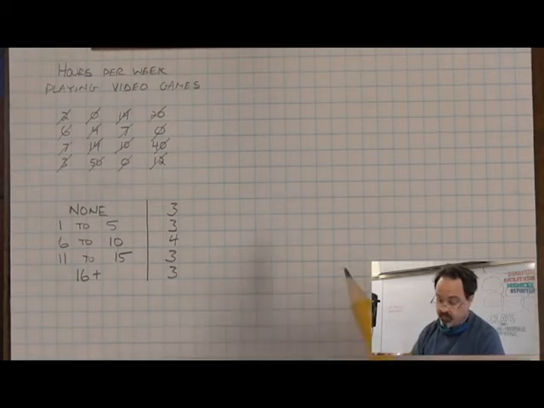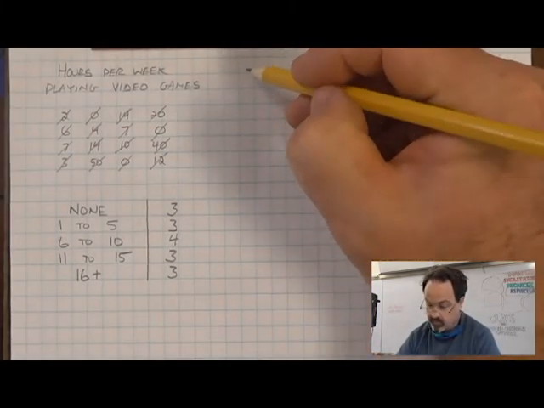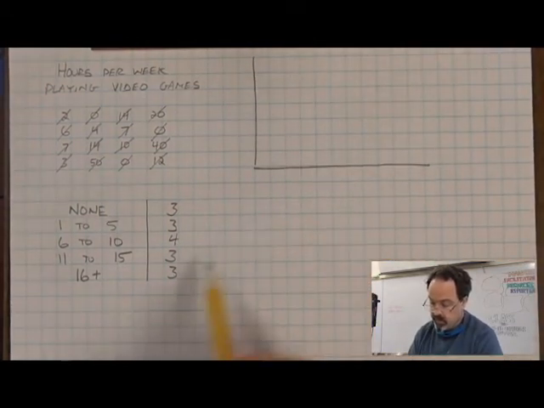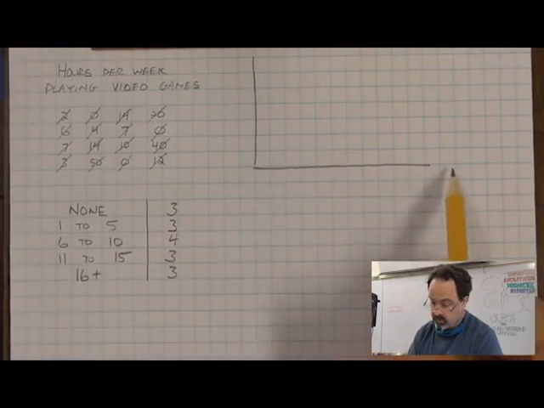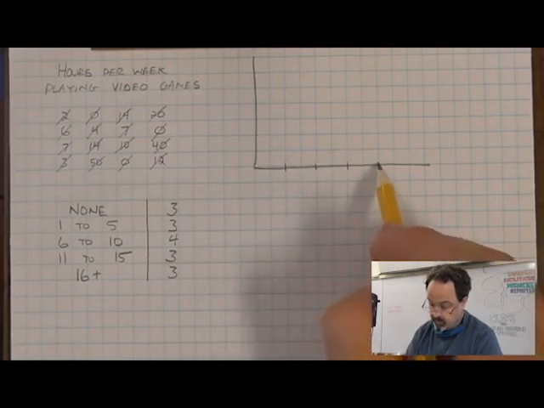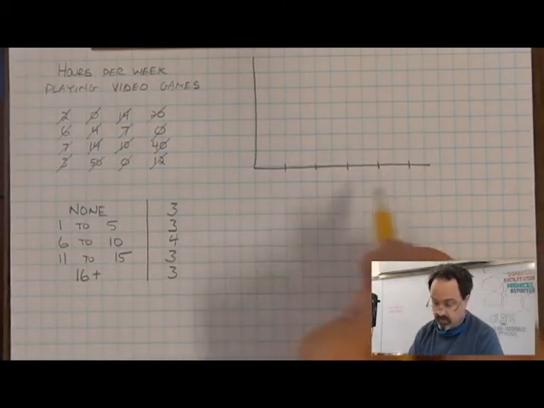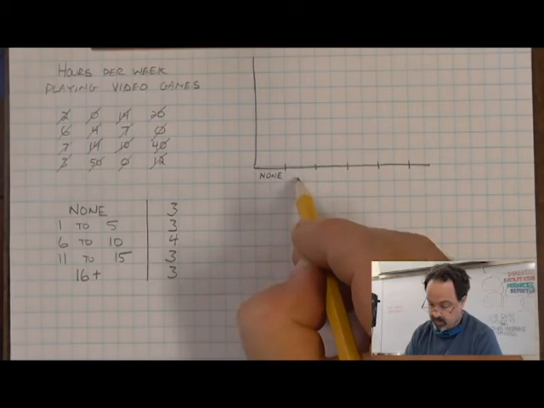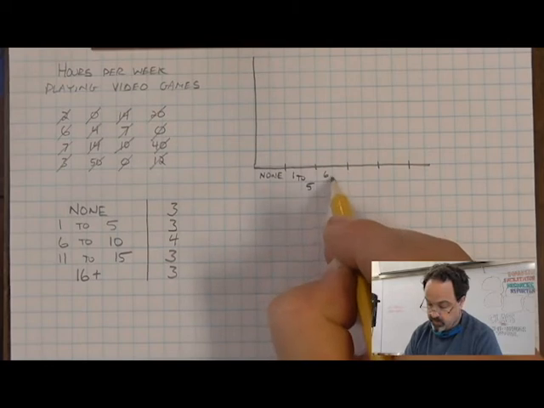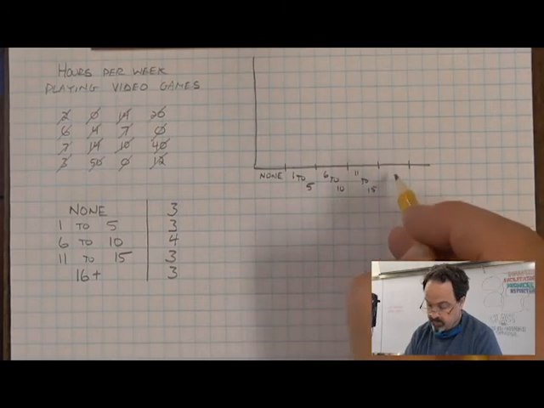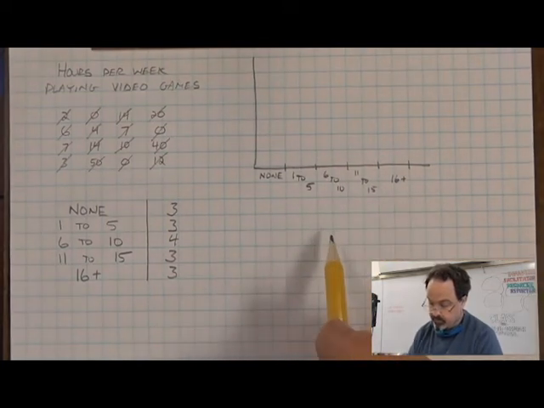I'm ready to graph. So the first thing in setting up a graph is to make the axes and label the axes. On the horizontal axis, I'm going to put my categories. I'm going to have 5 of them. So I'm going to make tick marks to divide my horizontal axis into 5 sections, and I'm going to label each section, the first being none, the second 1 to 5, then 6 to 10, 11 to 15, and 16 or more.